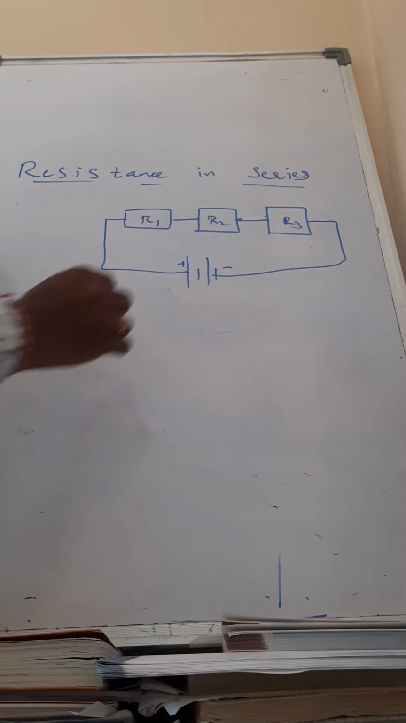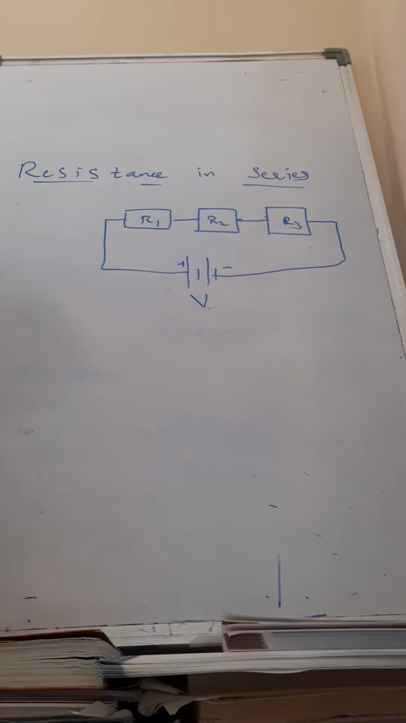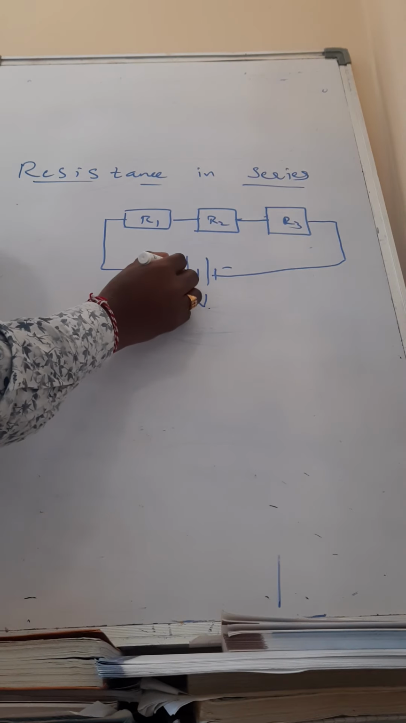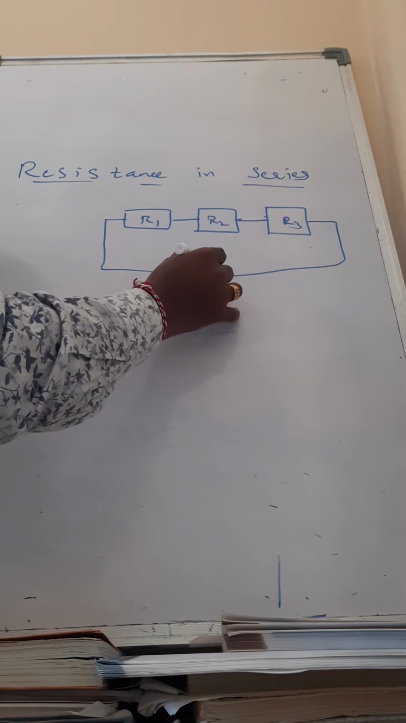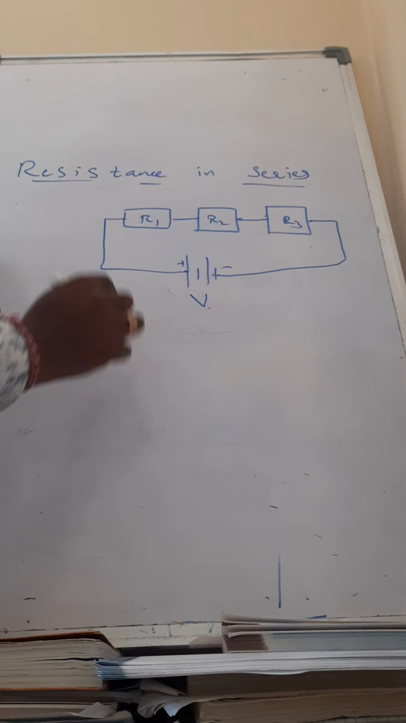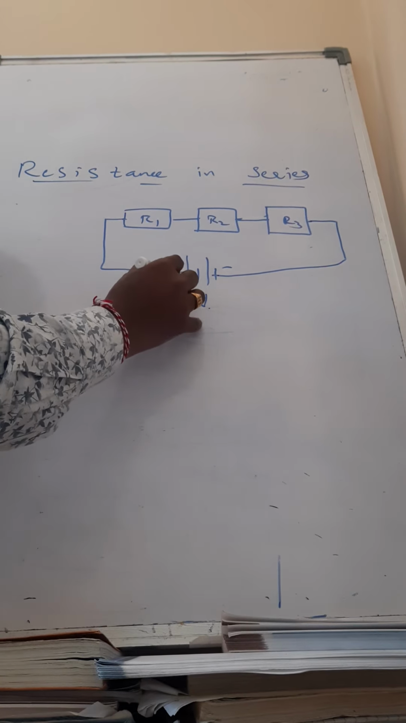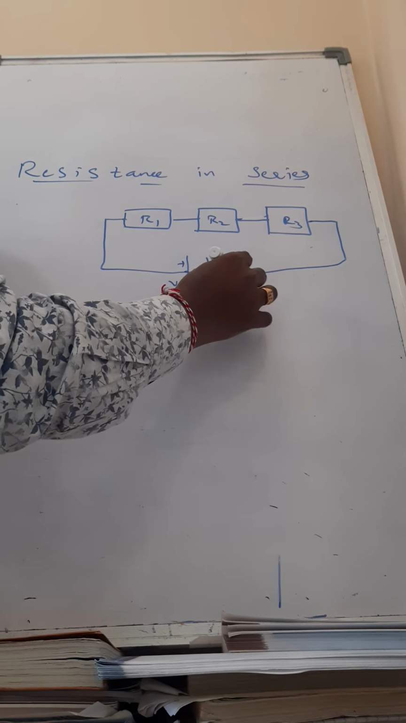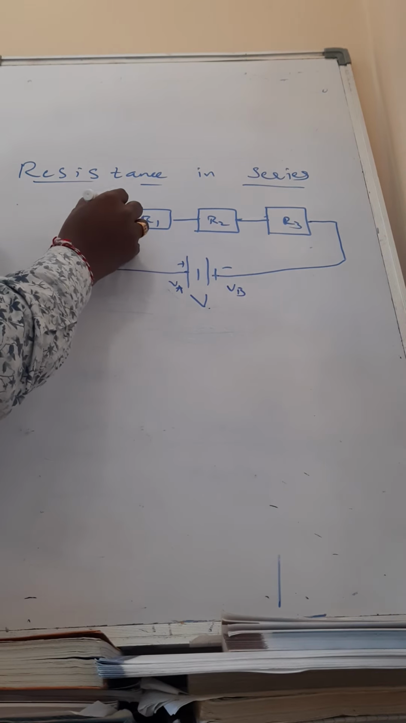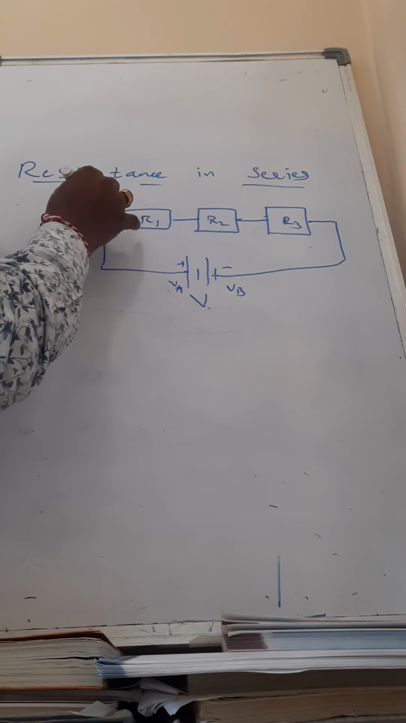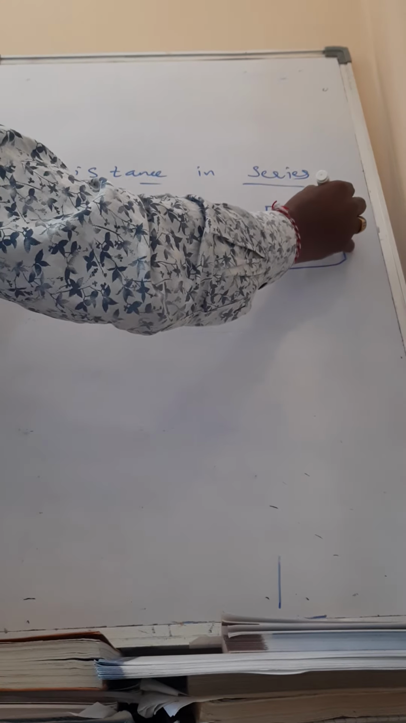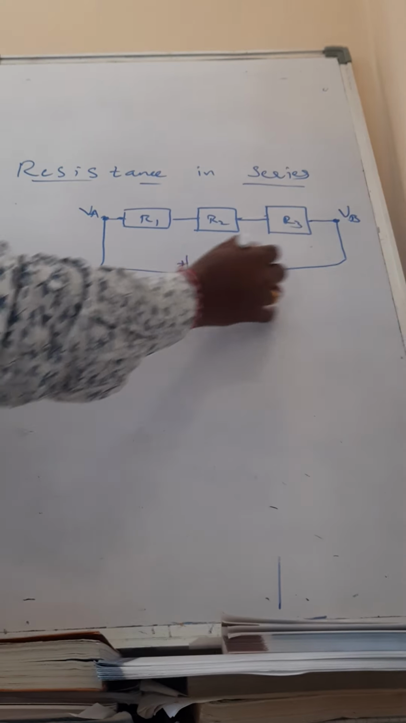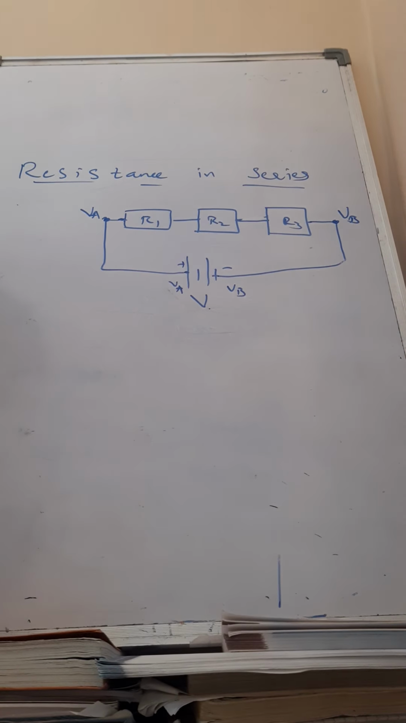Let us say this is positive, this is negative. This is R2, this is R3. This is the voltage supplied by the battery, and whatever voltage is here, we have the same voltage here. Let me tell you, VA is at the positive terminal, VB is at the negative terminal. Here also you have VA, and here you have VB. Across the wire you have the same voltage.